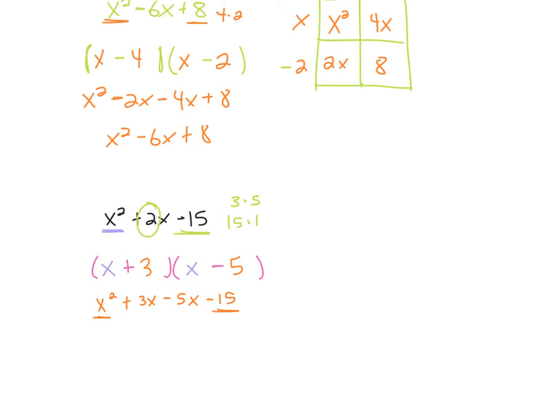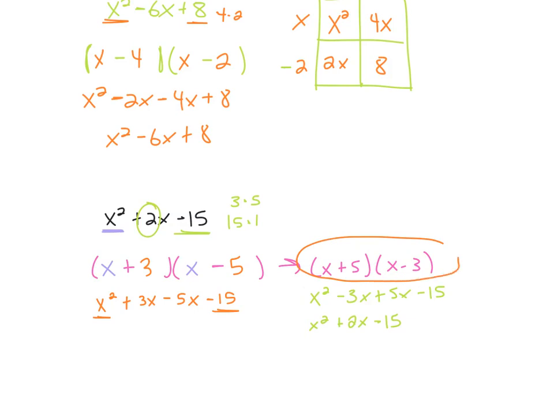So instead of having this version, let's try x plus 5 and x minus 3. All right, so now this gives me x squared minus 3x plus 5x minus 15. Now I combine my like terms, x squared, negative 3 plus 5, or 5 minus 3, there's my plus 2x minus 15. All right, so there is my correct answer right there.